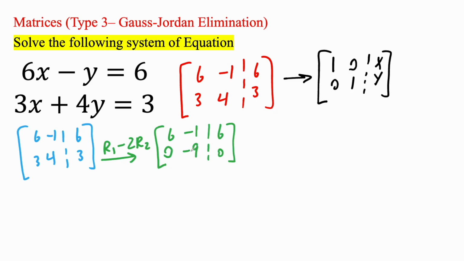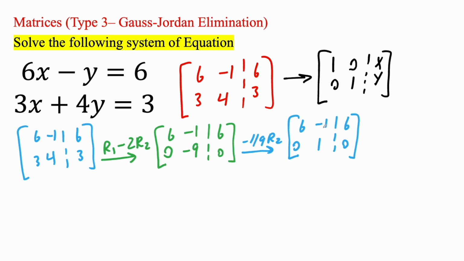Now we can easily turn this -9 into 1 by multiplying row 2 by -1/9. So -1/9 of row 2. Again, row 1 is not being changed. 6, -1, dash, dash, dash, 6. 0 times -1/9 is still 0. -9 times -1/9 is going to give us +1. 0 times the same thing is 0. So now this bottom row is all good.